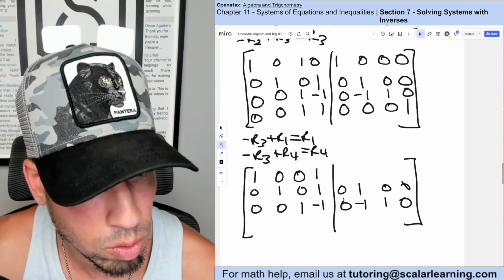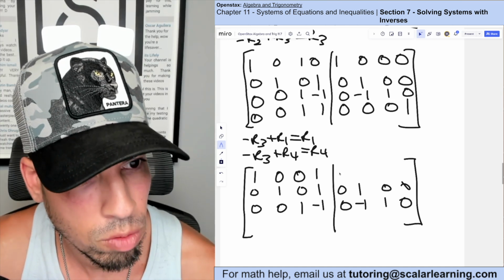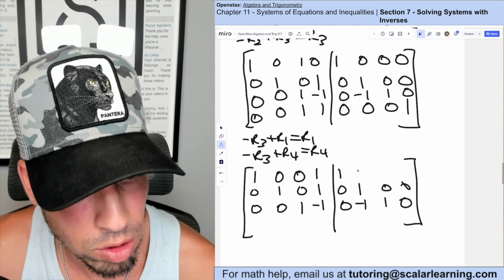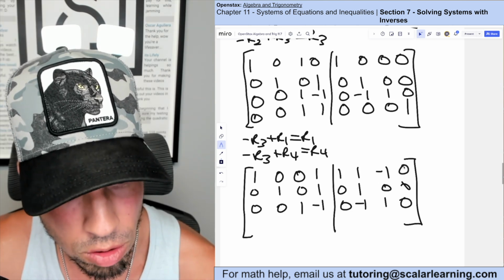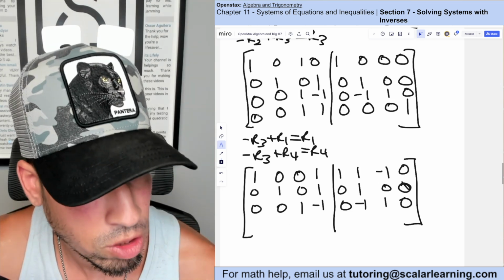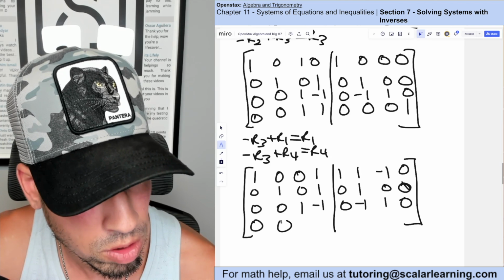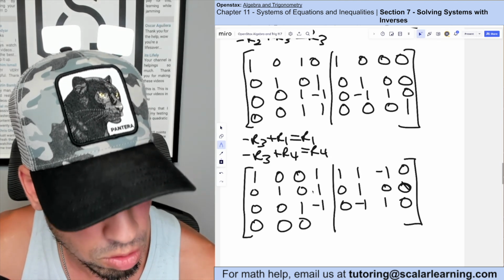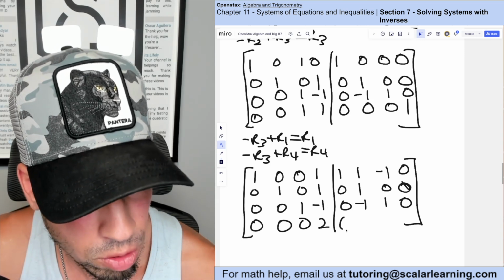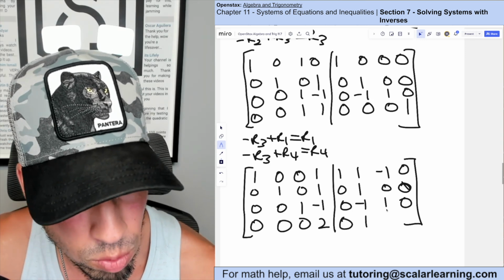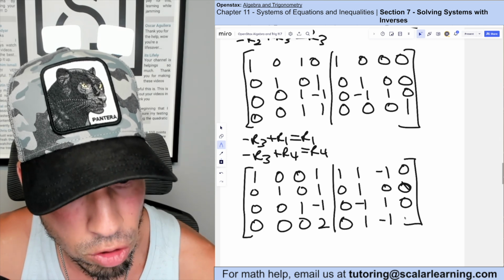Okay, now let's do over here. We got 0 plus 1 is 1. +1 plus 0 is 1. -1 plus 0 is -1. 0 plus 0 is 0. Now we got row 4. So we got 0 plus 0 is 0. 0 plus 0 is 0. -1 plus 1 is 0. +1 plus 1 is 2. And then we got 0 plus 0 is 0. +1 plus 0 is 1. -1 plus 0 is -1. 0 plus 1 is 1.